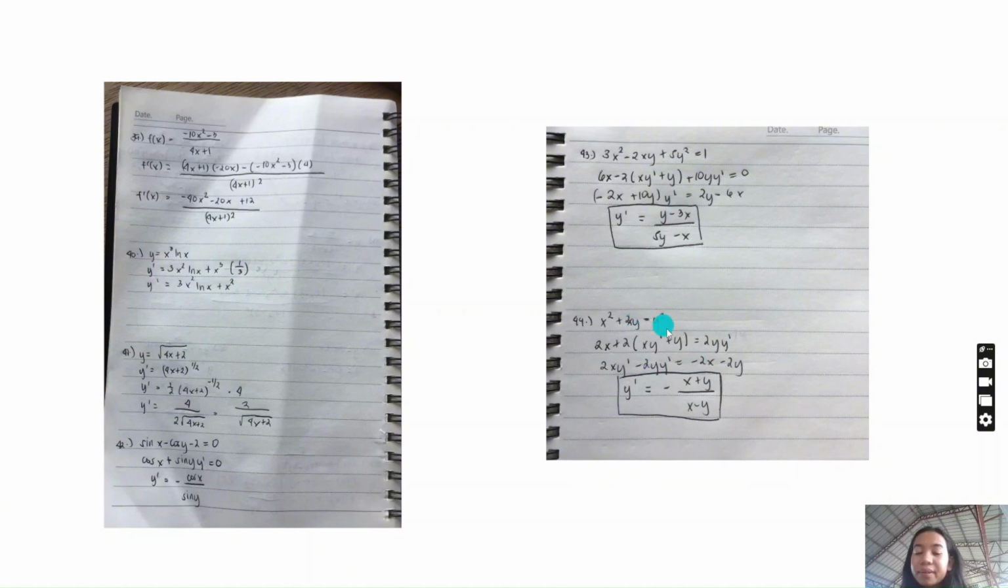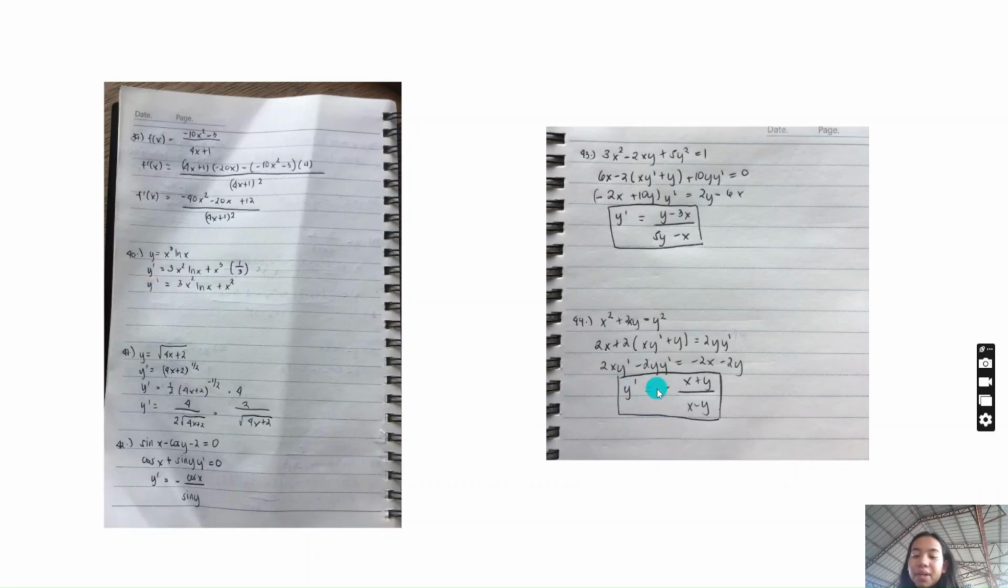Number 44 is x squared plus 2xy equals y squared, which is again implicit differentiation. Now we will obtain the derivative of each of the terms. Derivative of x squared, that's 2x. Again, it will not contain y prime because the term doesn't have y. And for 2xy, of course, it will contain y prime. So we will have 2xy prime plus y. And then equals y squared, it gives us 2y y prime, since the derivative of y squared is 2y, and then we copy the y prime.